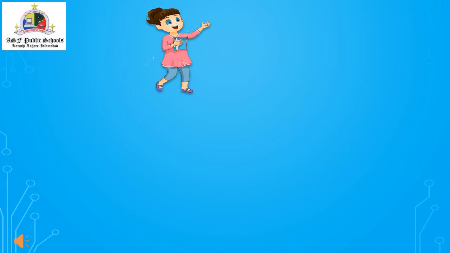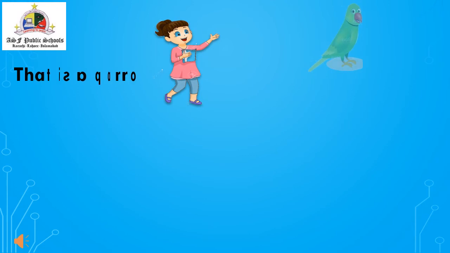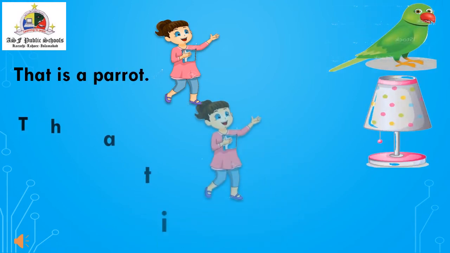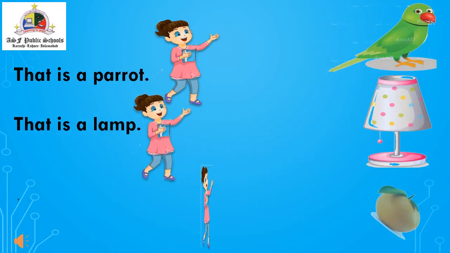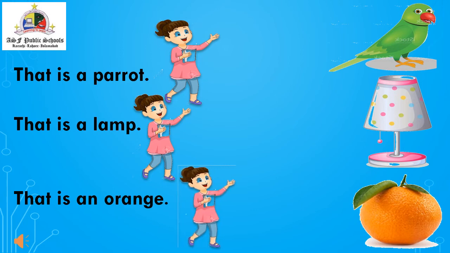Let's take some more examples. That is a parrot. That is a lamb. That is an orange. Remember kids, that is used for singular nouns that are far from us.